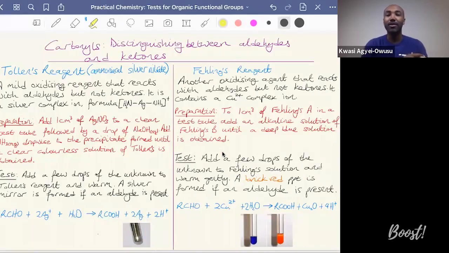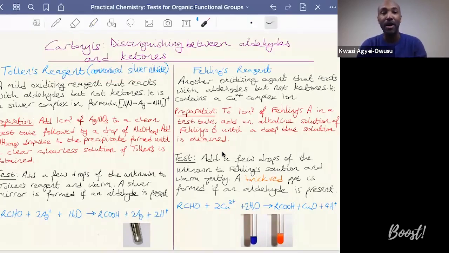Okay, so this screen is split into two parts, looking at the two tests that you could use to positively identify an aldehyde. And both of these tests involve the use of reagents that are mild oxidizing agents. So the tests rely on the ability to oxidize an aldehyde further to a carboxylic acid, whereas the ketone carbonyl can't be oxidized any further. Okay, so the first reagent we're going to look at is Tollens reagent. A Tollens reagent is also known as ammoniacal silver nitrate. Okay, and that's to do with how the reagent itself is formed.